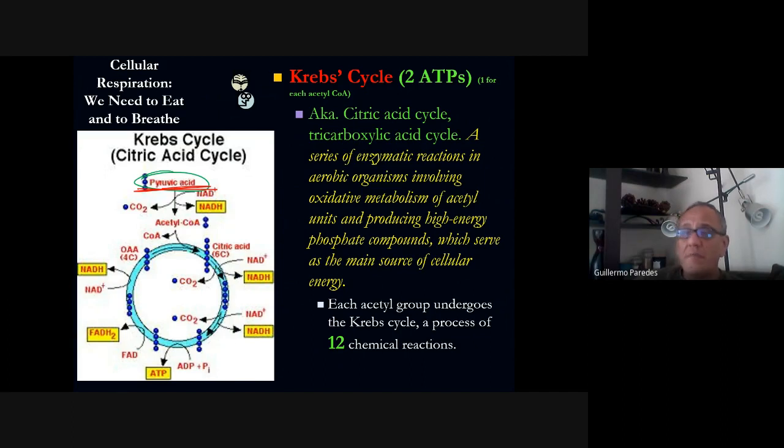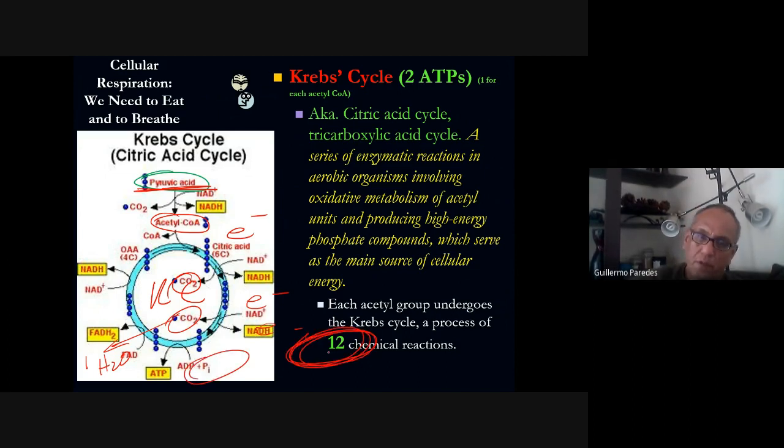Then we have the intermediate process. The intermediate process is an irreversible reaction that turns the pyruvic acid into acetyl-CoA. The acetyl-CoA gets into the Krebs cycle, and the Krebs cycle is going to release electrons. At the same time, it releases carbon dioxide to the blood and also water. All right, we're okay with that. We have 12 chemical reactions, remember the clock.